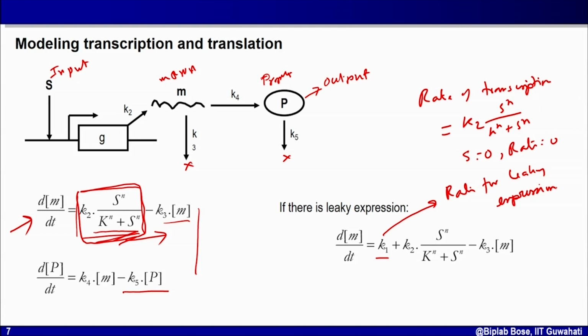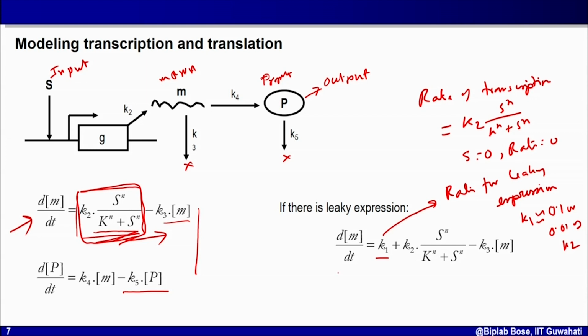So, when S is 0, this Hill function will become 0. So K2 into the Hill function will be 0, but K1, which may have a very low value, will give rise to mRNA; it will keep on producing mRNA. Usually, we take K1 as around 0.1 or 0.01 of K2, so 10% or 1% of the maximum rate of transcription that can happen by induction. You take a very small value of K1 with respect to K2.